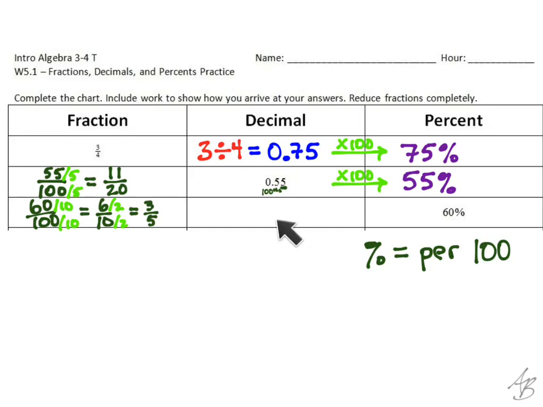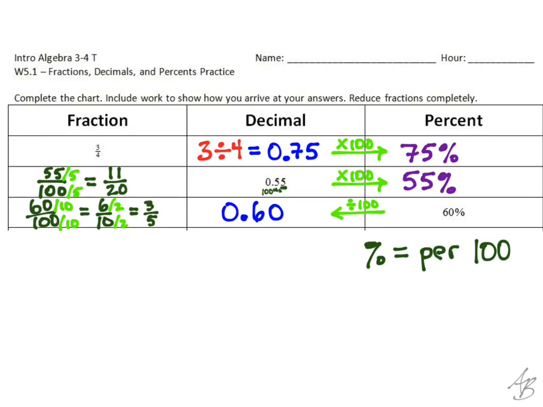To get the decimal, we just do the opposite of what we did here earlier. To go from a decimal to a percent, we multiply by 100. So to go from the percent back to the decimal, we divide by 100. And so when we divide by 100, we get 0.60, just moving the decimal 2 places to the left.